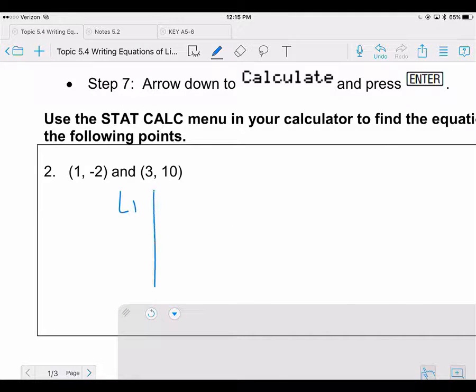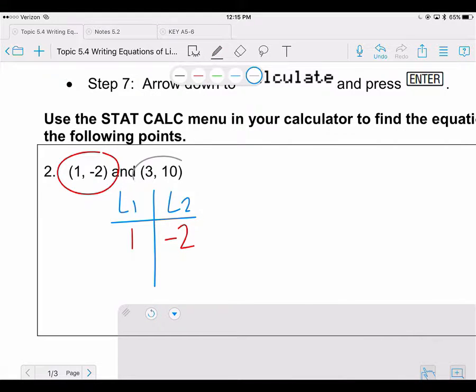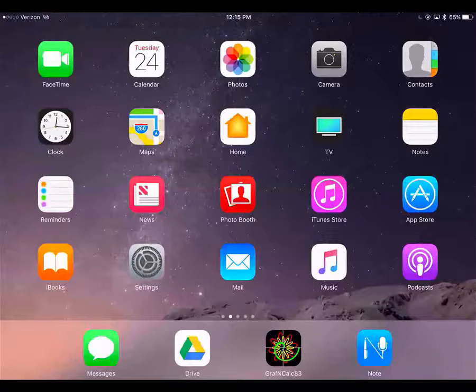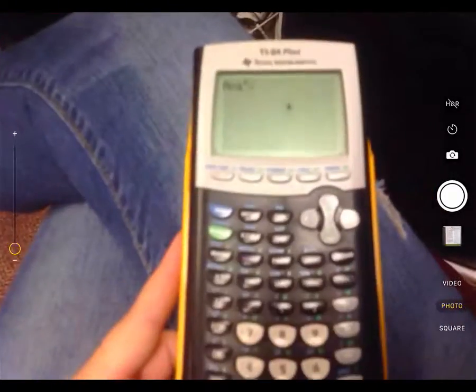So what we're going to do first is create our table with list 1 and list 2. When I write these points, I just rewrite them like how we filled in a table in that earlier unit. So if you notice, my x's are in list 1 and my y's are in list 2. So on our calculator, we are going to enter and follow these steps. So you can see the calculator right here.